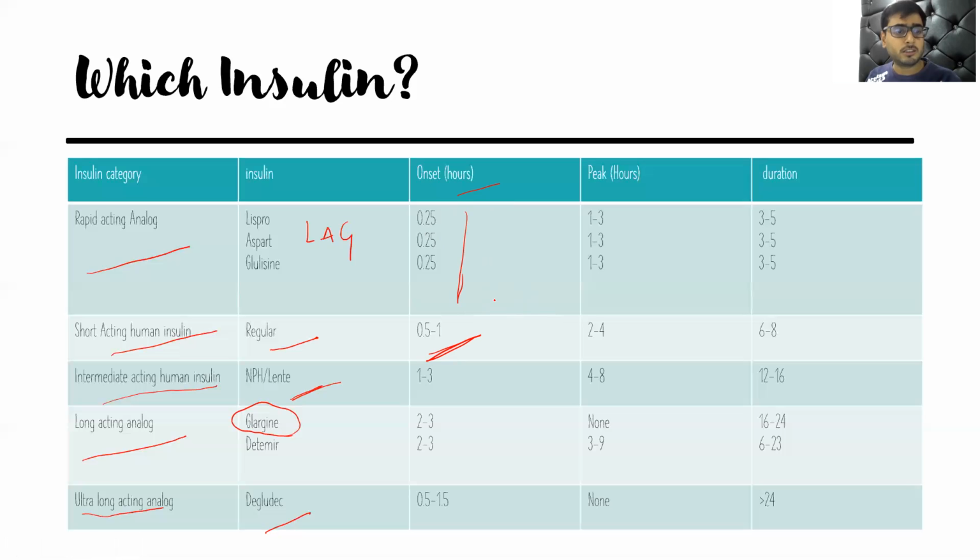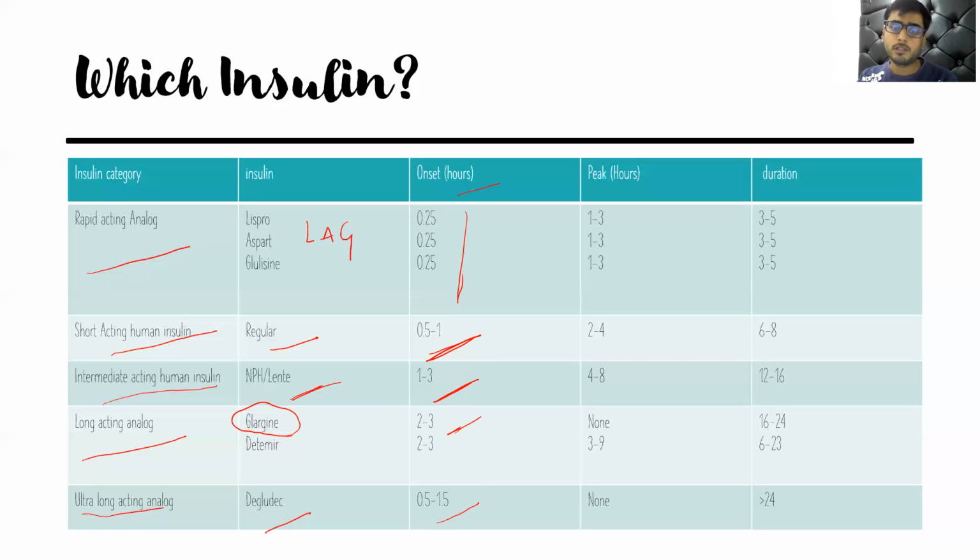Intermediate acting human insulin acts between 1 to 3 hours. Long acting insulin takes 2 to 3 hours to start its action. An ultra long acting analog takes half an hour to 1.5 hours. So this is basically after giving insulin injections, after how much time will it start acting.